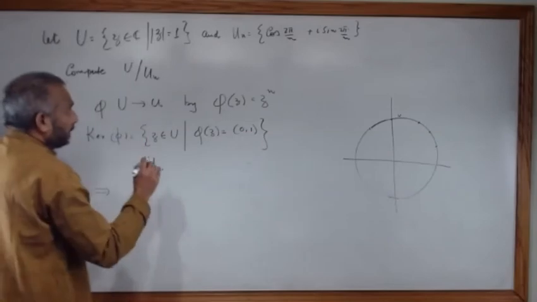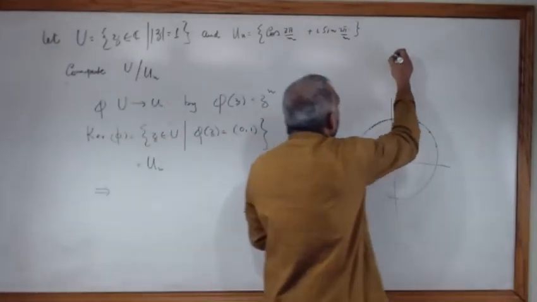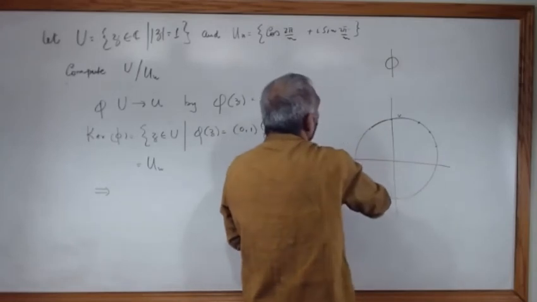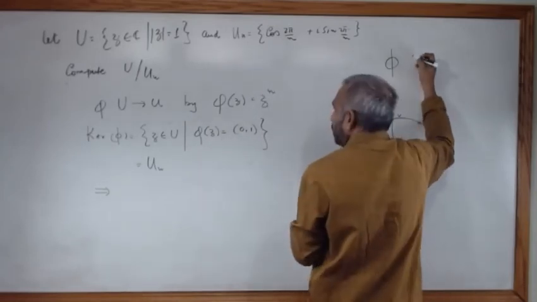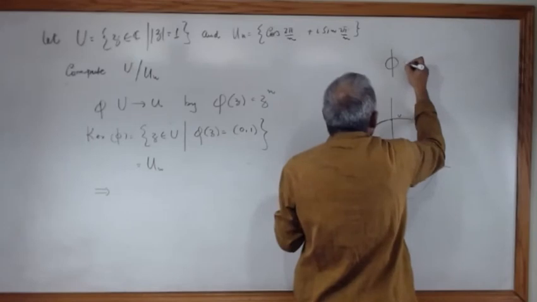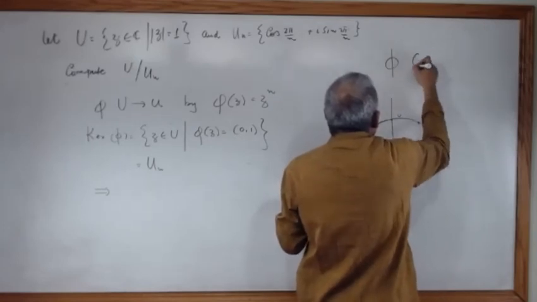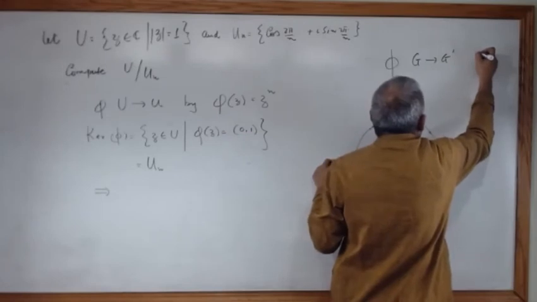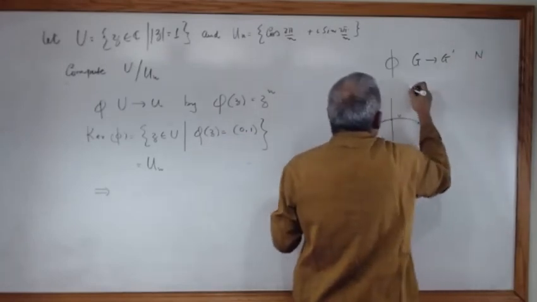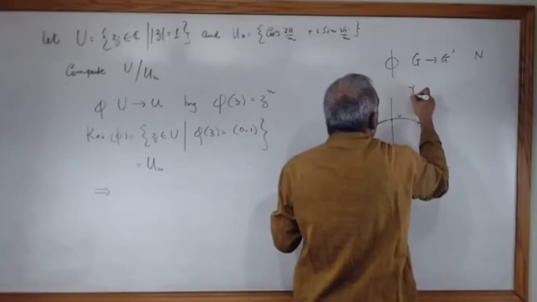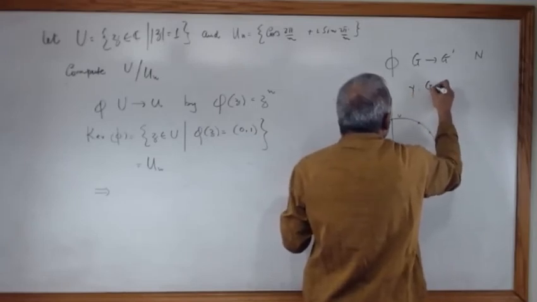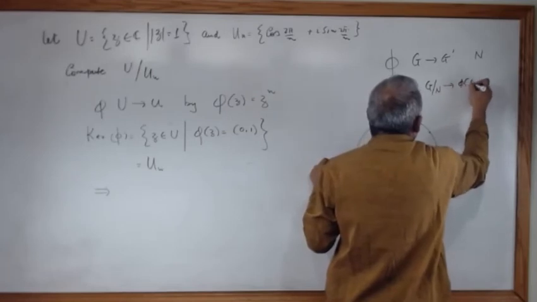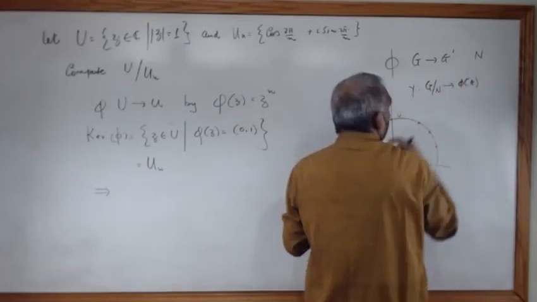So that implies we have a theorem which states that if phi is a homomorphism from G to G prime with kernel N, then gamma from G over N to phi of G is an isomorphism.